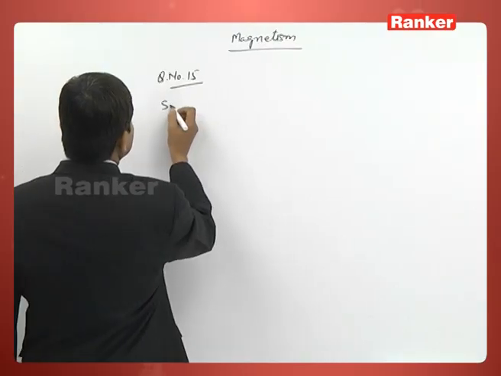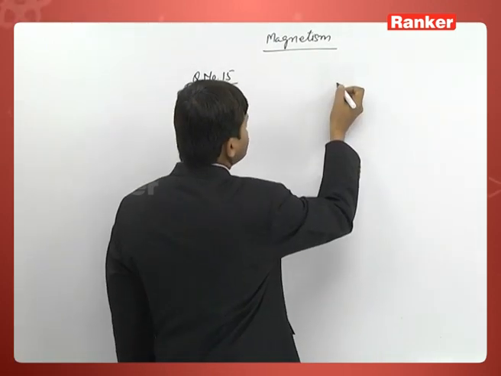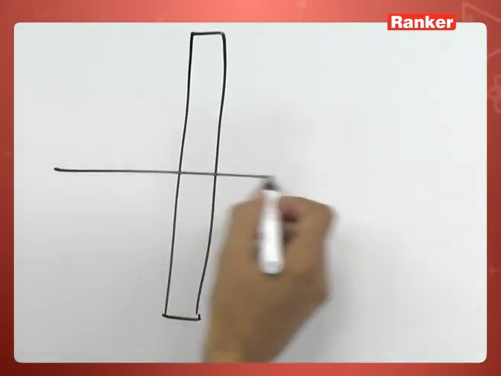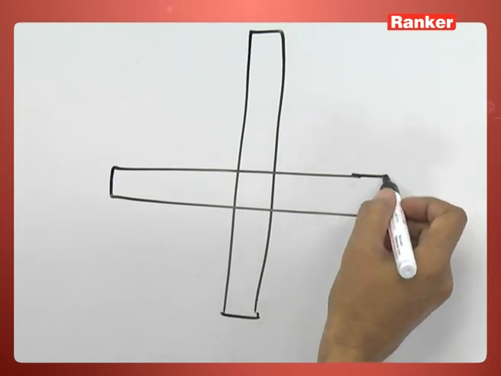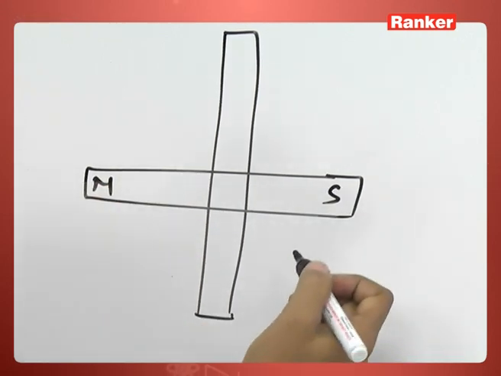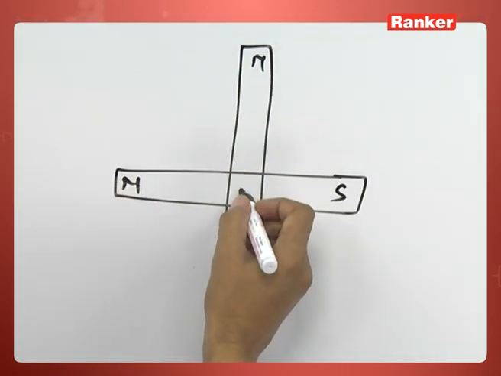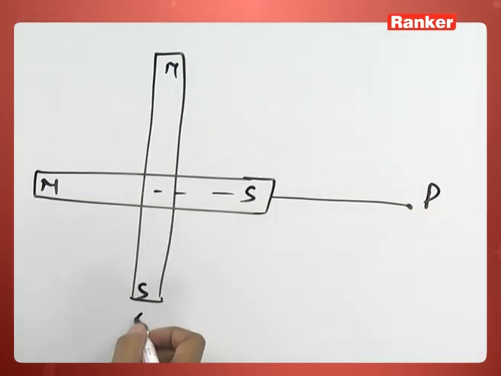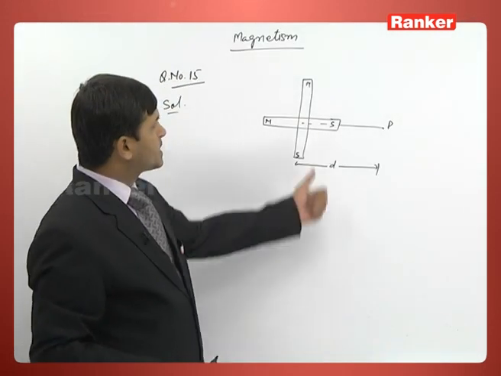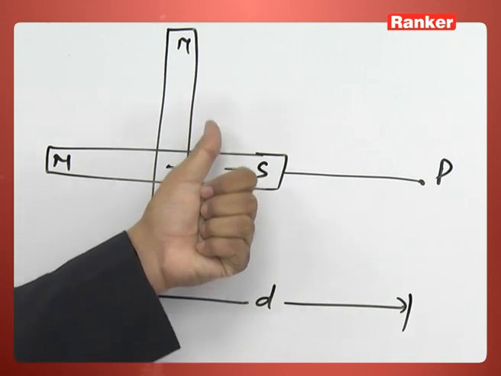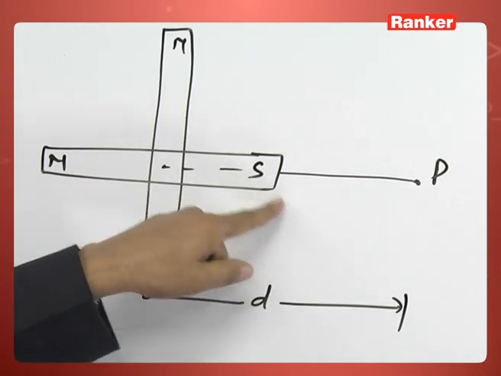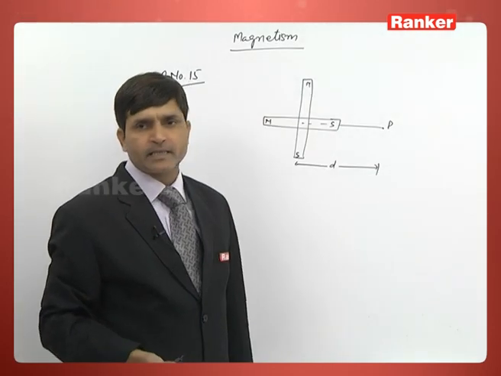Now see, here two magnets are kept mutually perpendicular. This is the one magnet. Both are short bar magnets like this. And the point P is somewhere here. That point P is at d distance from the center. So what is the main point here? The point P is on the axial point of this magnet and the equatorial point of this magnet.